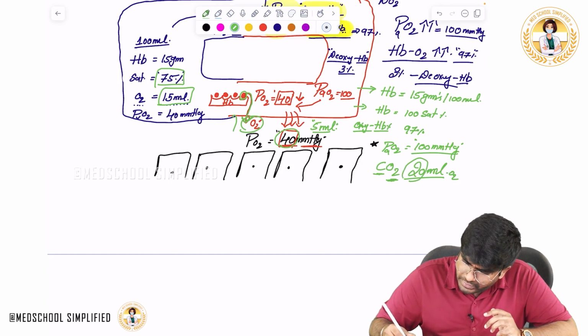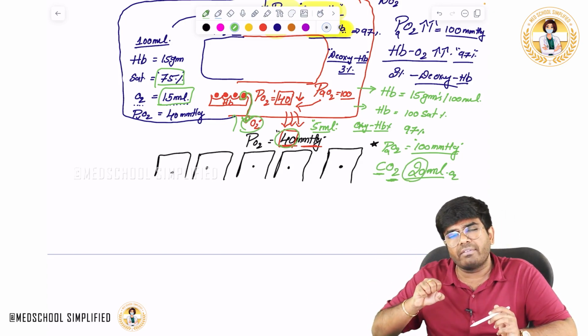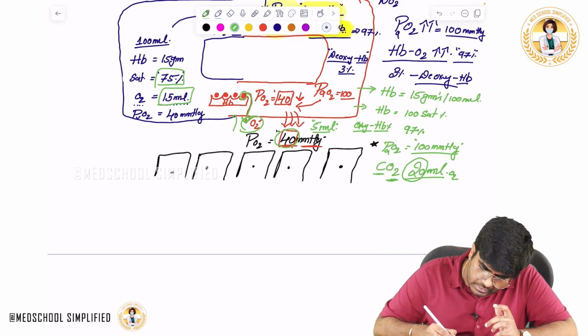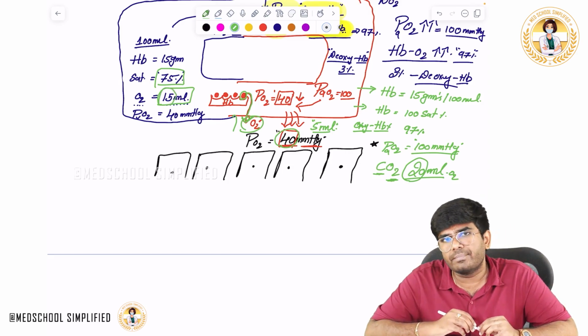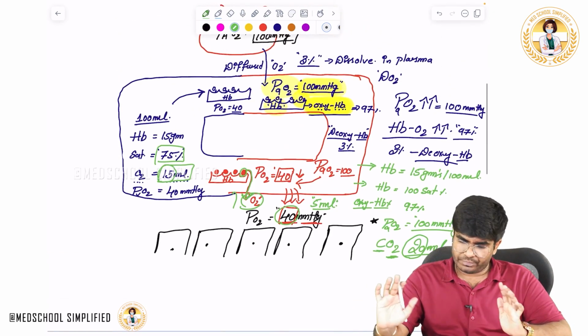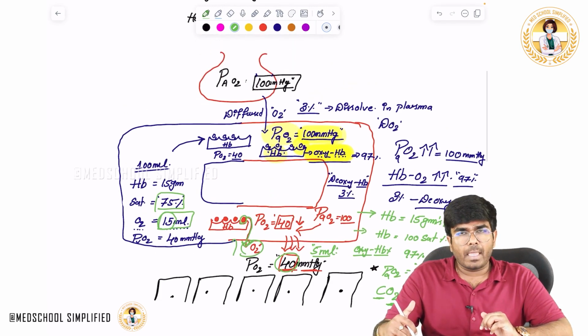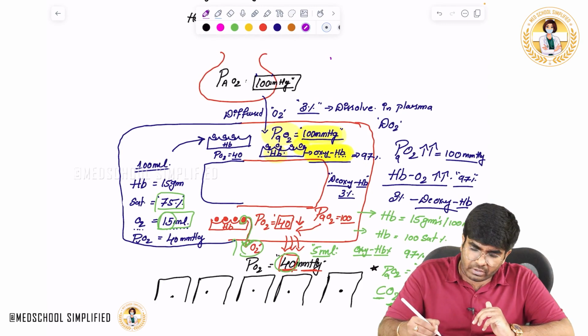So here 20 ml of oxygen is going, out of the 20 ml, 5 ml they will take. So how much is left over? 15 ml of oxygen is there in 100 ml of venous blood. So this is what I want you to know. This is a basic thing which I want you to know. Now if you understand this, there are 3 levels. One is at the level of your lungs.